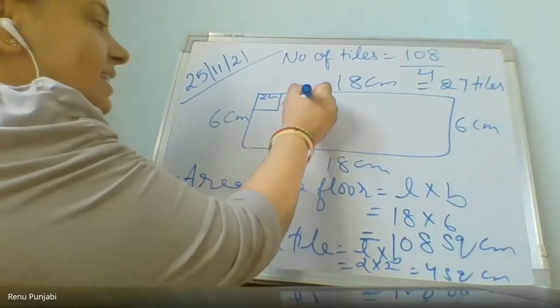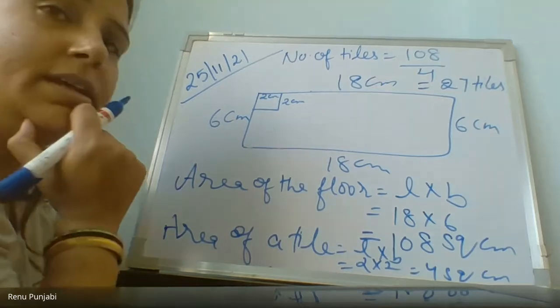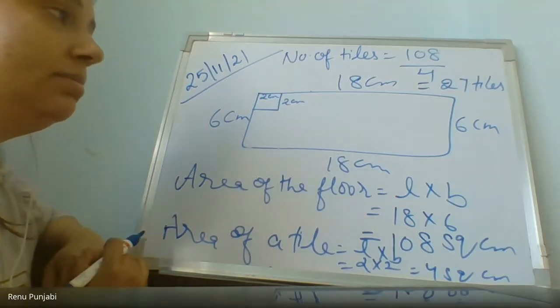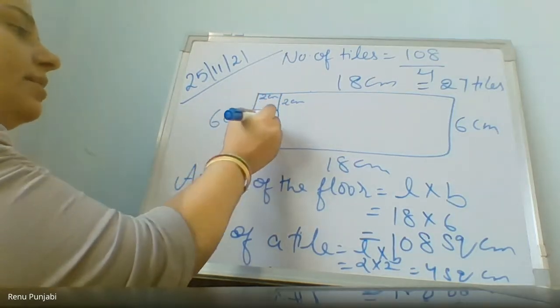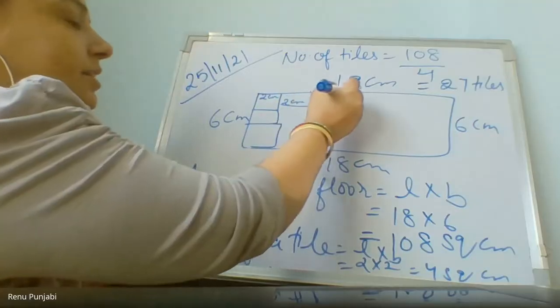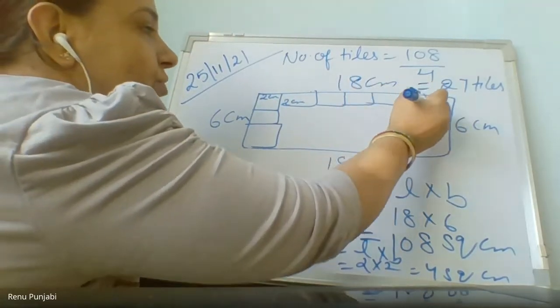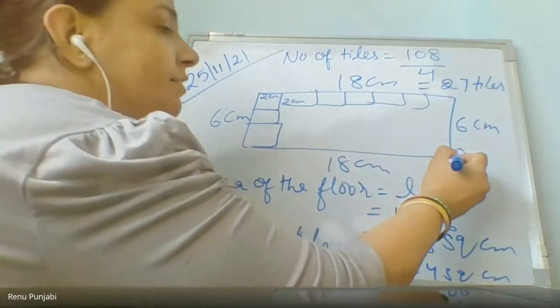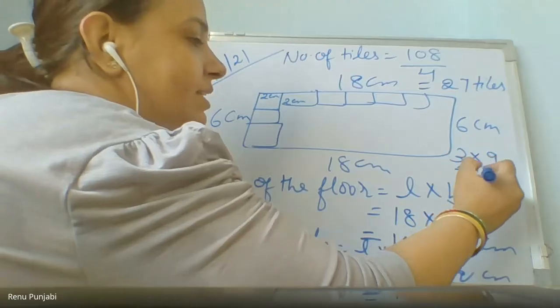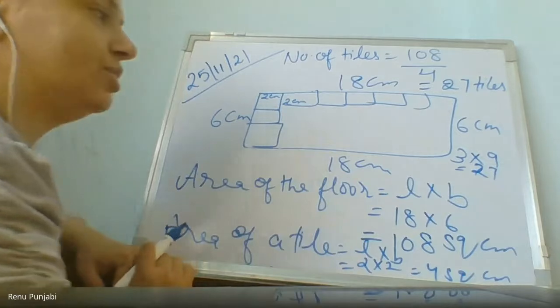Ma'am, when I directly multiplied 3 by 7... 3 by 9. 3 will be here and 9 will be here. And when you do 3 multiplied by 9, it gives you 27. 27 tiles or 27 squares.